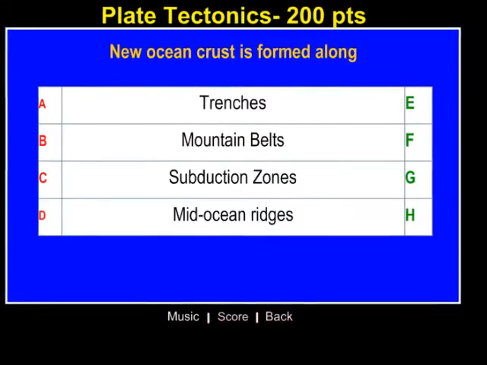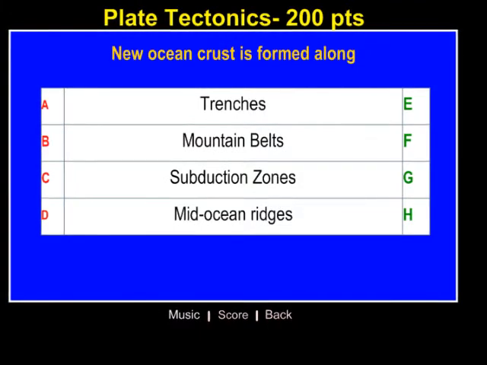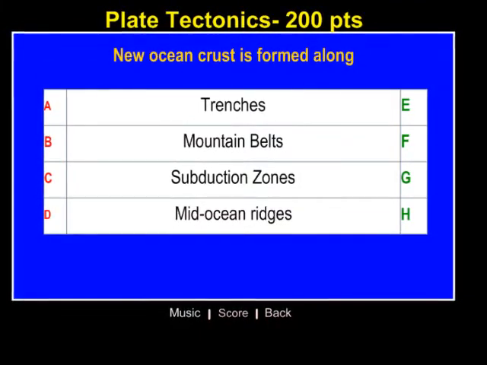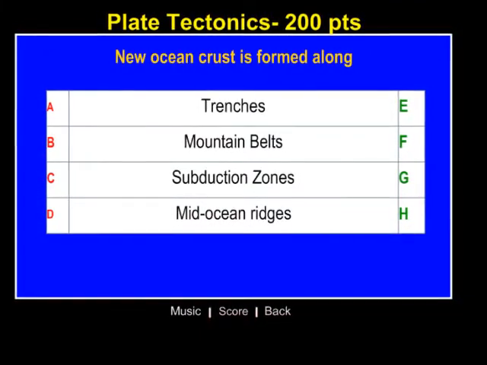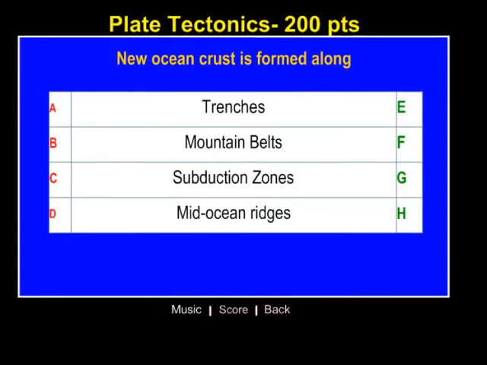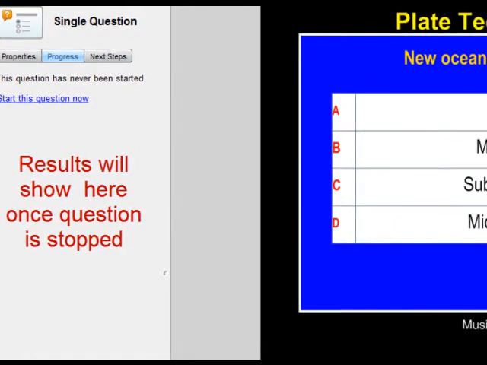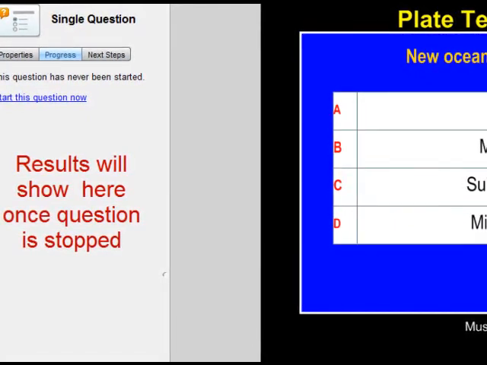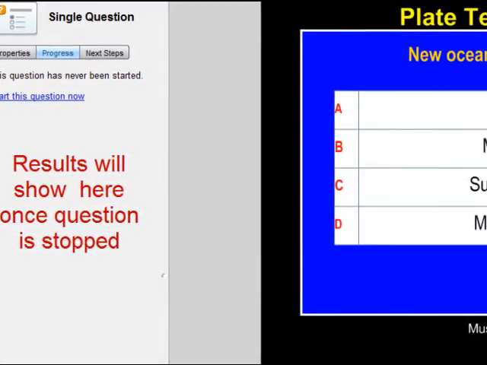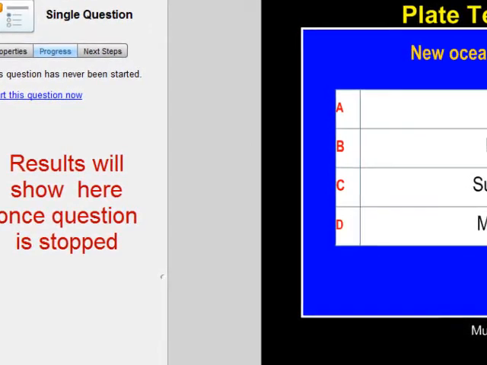Once the question is stopped, the results would show on the left-hand side here, and I could instantly see all the student data. The correct answer is, in fact, mid-ocean ridges. So, for example, if 40% of the red team answered D, but only 35% of the green team answered H, the red team would get the points since a larger percentage of their team answered correctly.